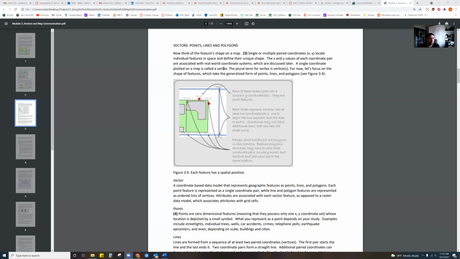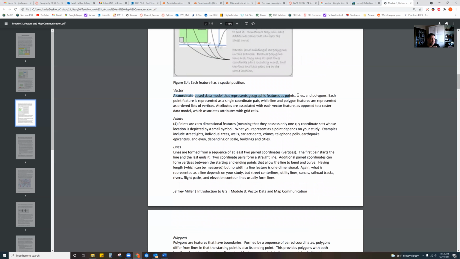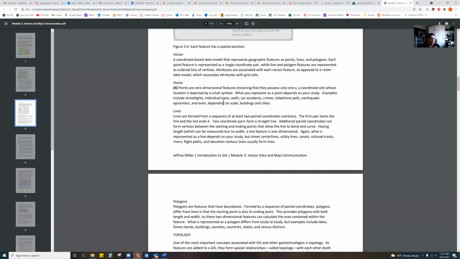Now, how we represent features: when you think of vectors, three specific terms should stick in your mind: points, lines, and polygons. With points, we've basically already described this part. Points are one singular X and Y coordinate, and then it gets plotted, and bam, it's essentially a dot.